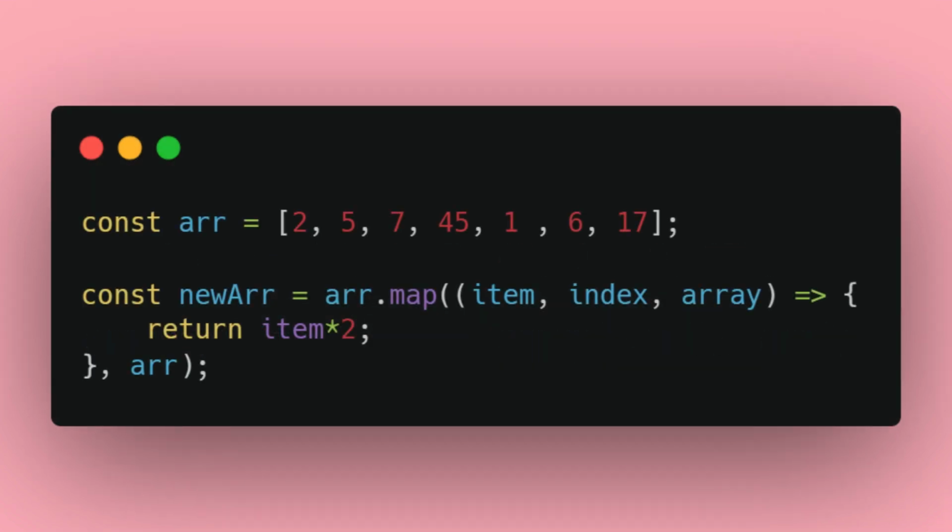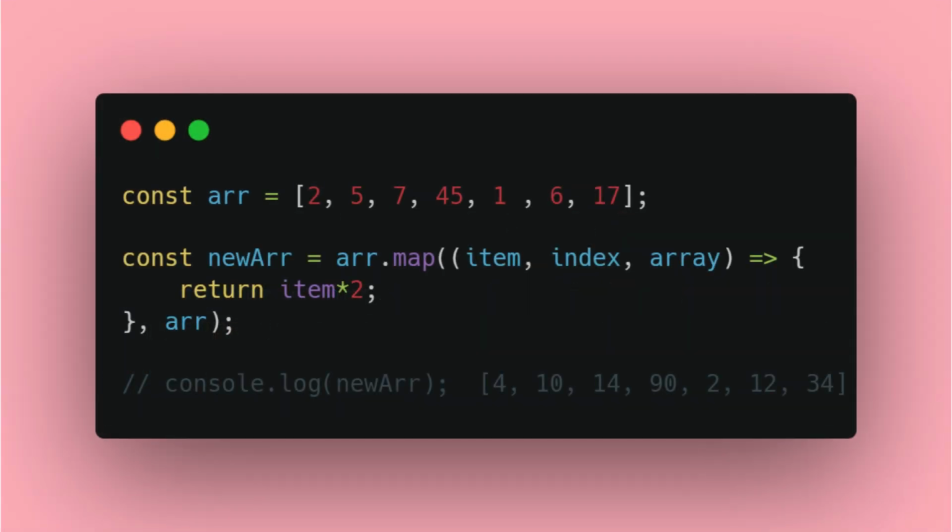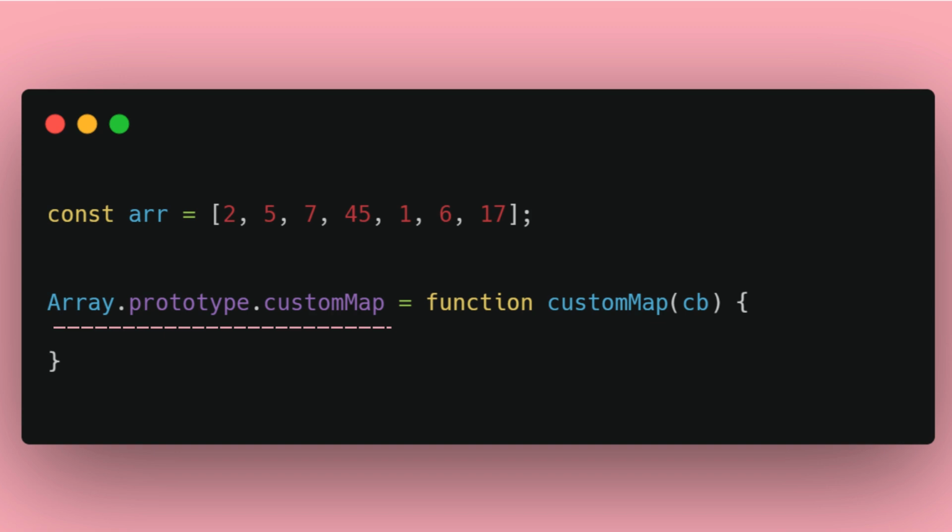Map function applies the callback to each element of the array and returns a new array with the modified values. Here we are writing a map function which doubles each element of the array. Now let us go back to our original problem.